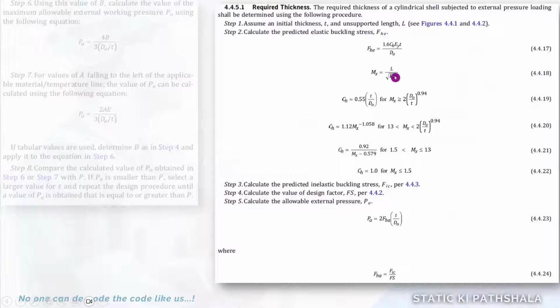L is nothing but the length. Then CH, these are the factors we have to calculate. These are again the dimensional factors. So we have to first calculate the predicted elastic buckling stress. Then we have to calculate the predicted inelastic buckling stress, FIC. One is elastic, another is inelastic. Then we have to see the design factor FS, and finally calculate the allowable pressure.